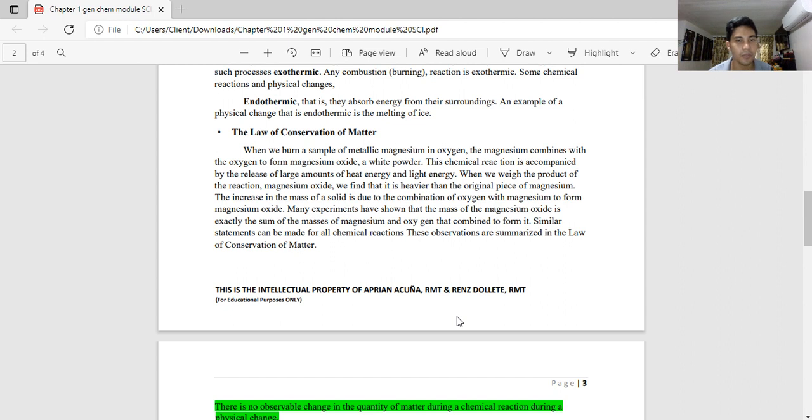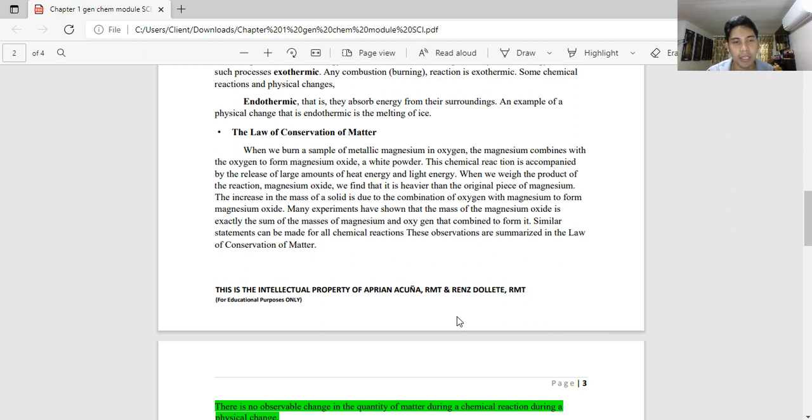Many experiments have shown that the mass of magnesium oxide is exactly the sum of the two masses of the magnesium and oxygen that combine. How do we know the mass of oxygen? We have that in the periodic table. When we get to our topic on the periodic table, that is where we will teach you how to read the periodic table.